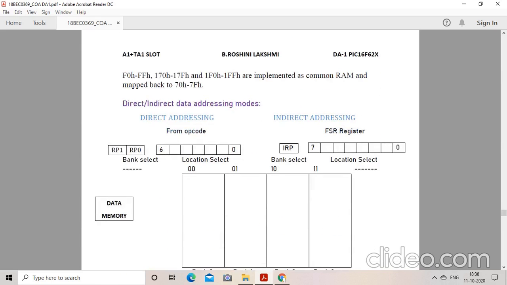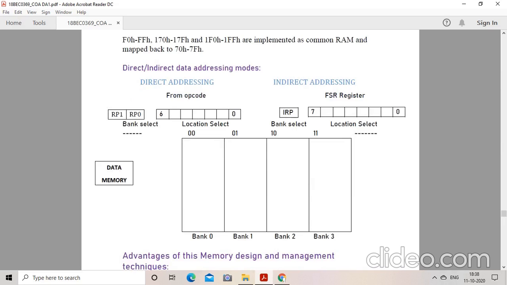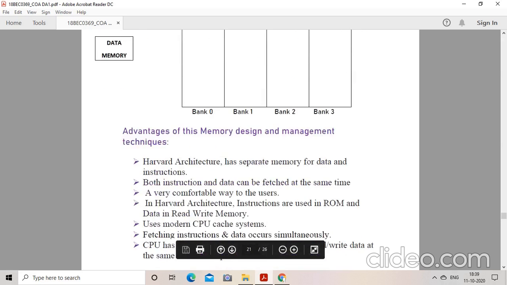Direct addressing and indirect addressing modes. In the data memory, here are the 4 banks: 00 for bank 0, 01 for bank 1, 10 for bank 2, 11 for bank 3. Here we select the bank using RP1, RP0, and then here we select the location. Similarly for the FSR register, bank select and the bank location.